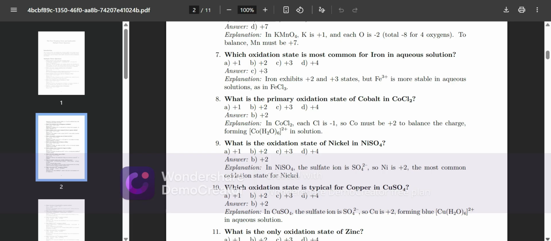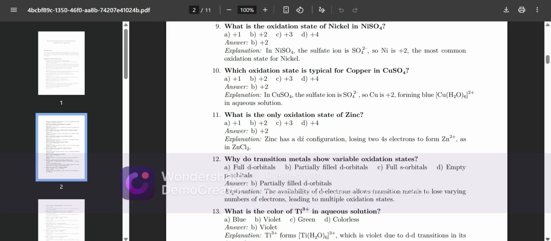What is the oxidation state of nickel in NiSO4? Plus 2. In NiSO4, the sulfate ion is SO4 2-, so Ni is plus 2, the most common oxidation state for nickel. Which oxidation state is typical for copper in CuSO4? Plus 2. In CuSO4, the sulfate ion is SO4 2-, so Cu is plus 2, forming blue solutions.